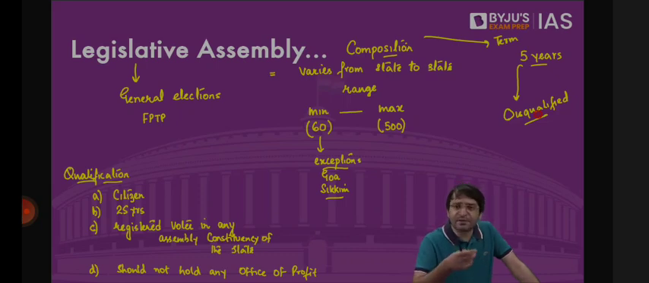Which means even at the state level, the budget is passed. Even at the state level, we have the consolidated fund of a state, where all the money which is raised by the state government, all the investments which are raised by the state government, all the loans which are taken by the state government, they get deposited where?